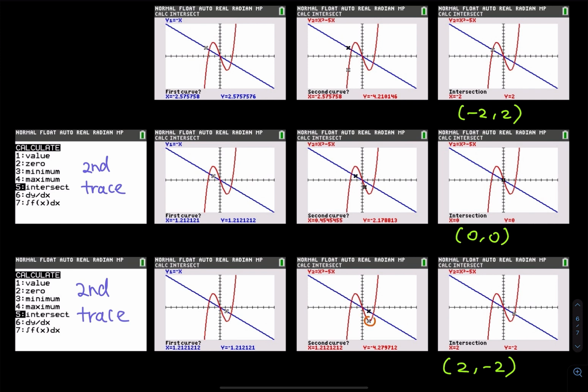Do you see that this is not really the right hand side? It looks like the first mark and the second mark are at the same x value. It's not really the left hand side and the right hand side. Just place the two marks close to the intersection, and then the calculator can find the intersection for you.